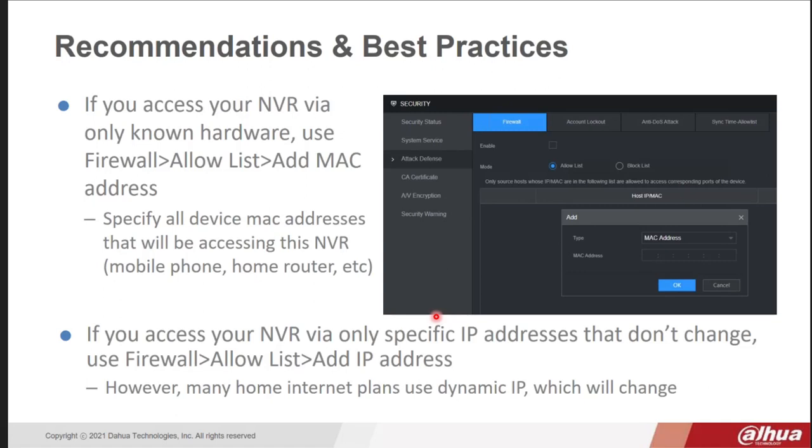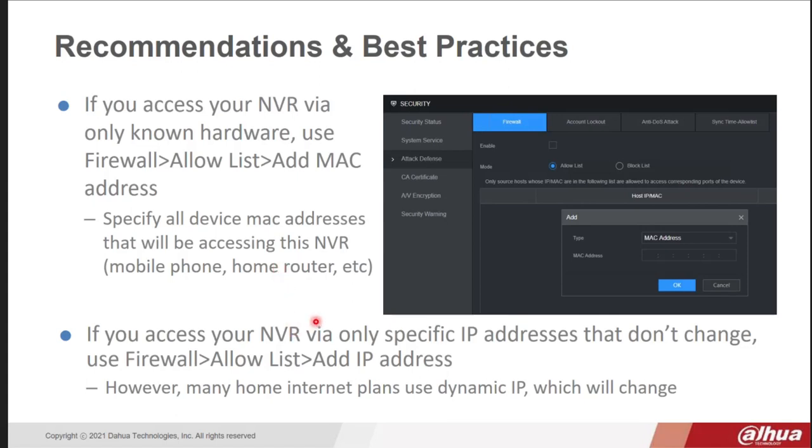Now, if you access your NVR via only known hardware, we recommend you use the firewall, allow list, and add MAC address. And this would allow you to specify all the MAC addresses of all the devices that'll be accessing that NVR. So like, say, maybe your mobile phone, or maybe the home router or something like that. If you've got several PCs behind the home router, it's probably going to have a MAC address, and then you could add that to the allow list.